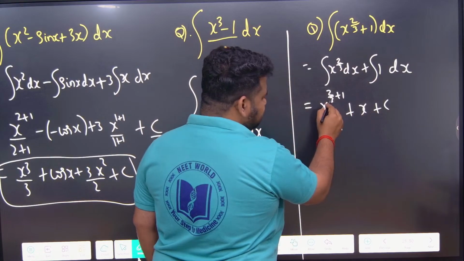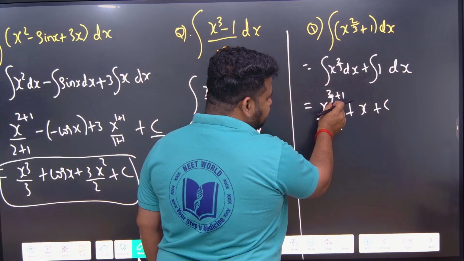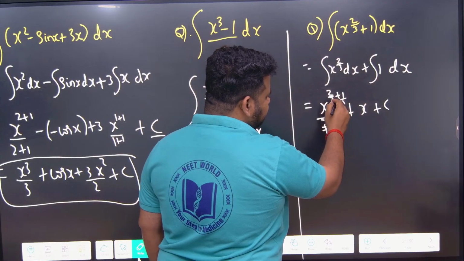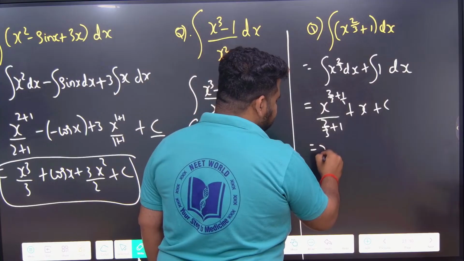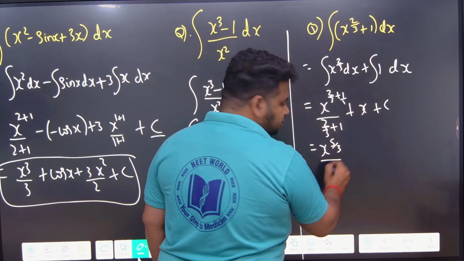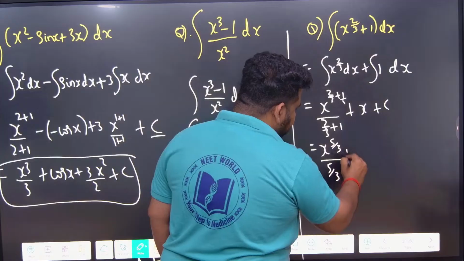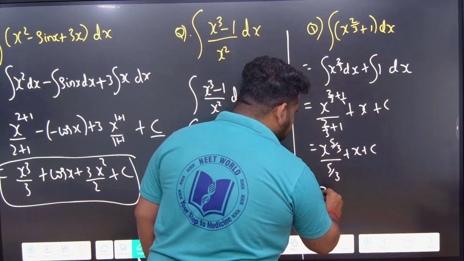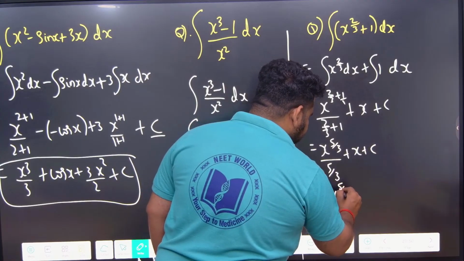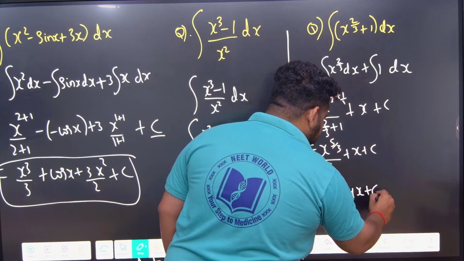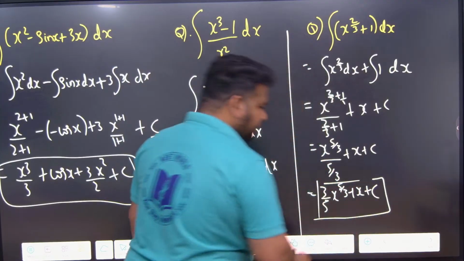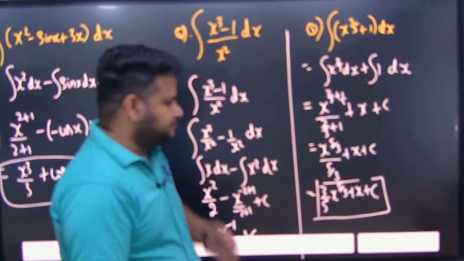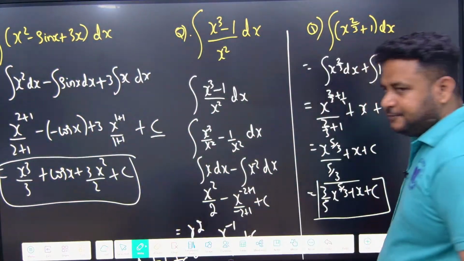Now simplify this. Here the denominator is 3, so if I take the LCM, 3 will be the LCM. 1 is 3 by 3, so 3 plus 2 is 5, so x to the power of 5 by 3, and here also it will become 5 by 3, plus x plus c. Now this 3 will go up, so this will become 3 by 5 x to the power of 5 by 3 plus x plus c. This is the final answer, friends. Similar to the previous question, like this you have to modify and you will get the answer. I hope it is clear.